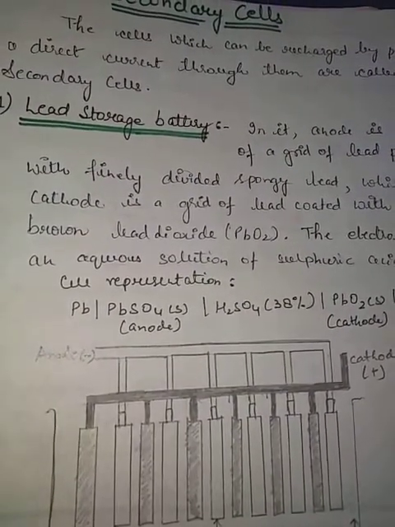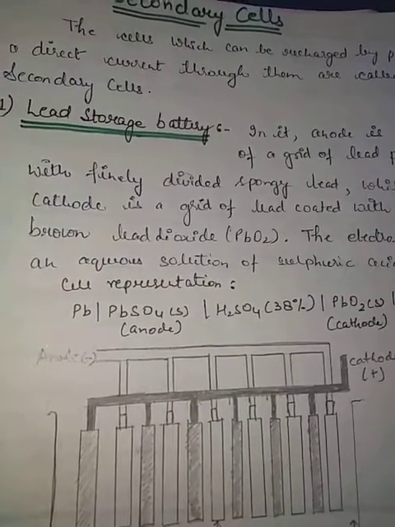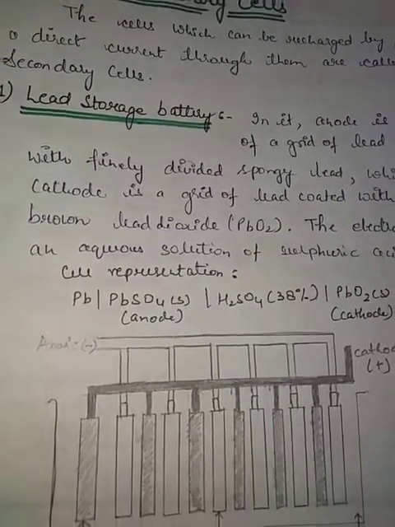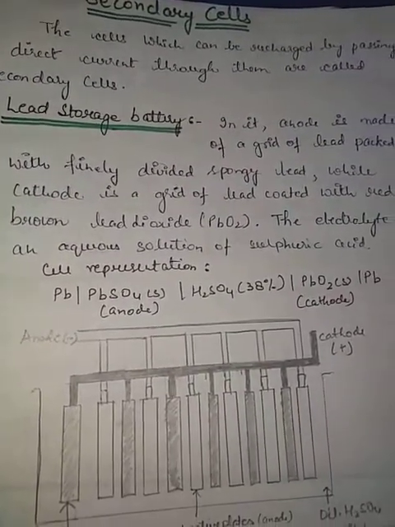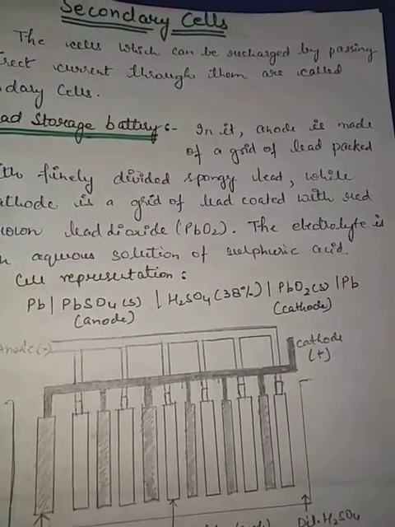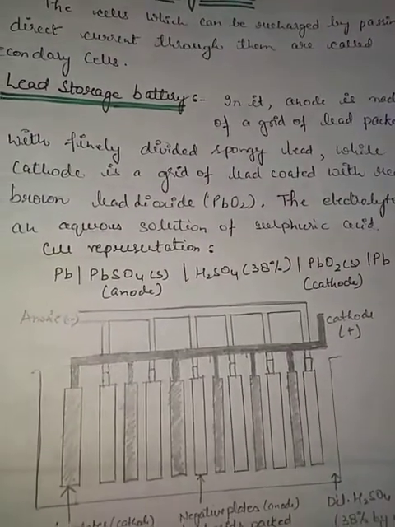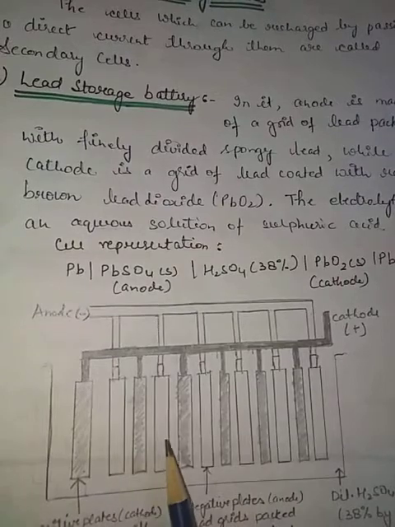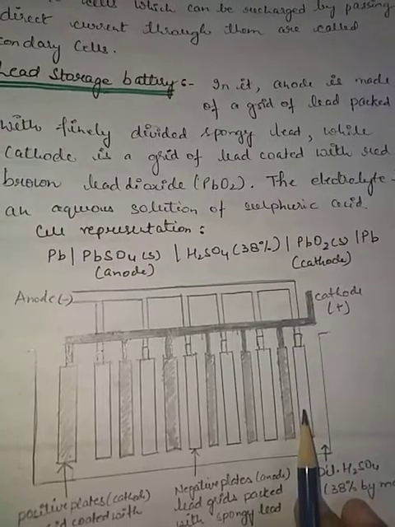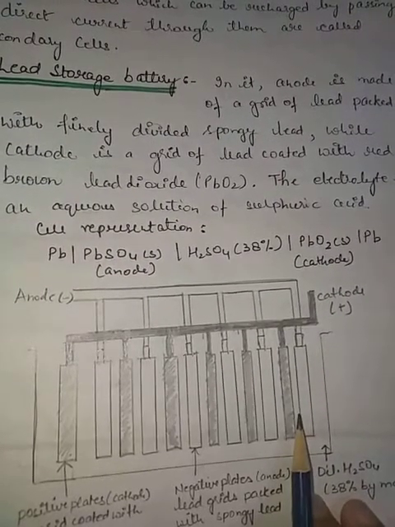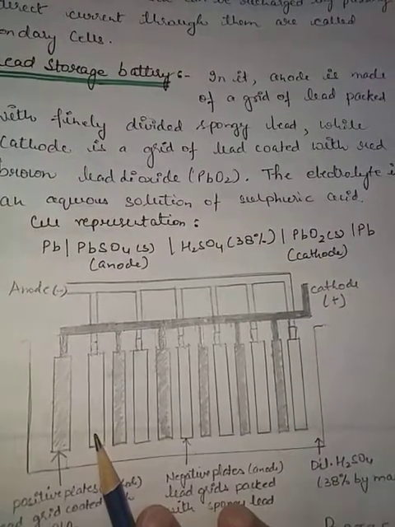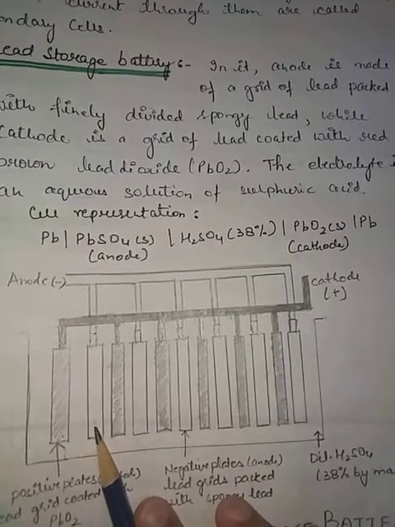That is a lead storage battery, and it is also used in automobiles like cars, buses, and trucks. This lead storage battery is a galvanic cell in which the anode is made of grids of lead. The grids of lead are packed with finely divided spongy lead.